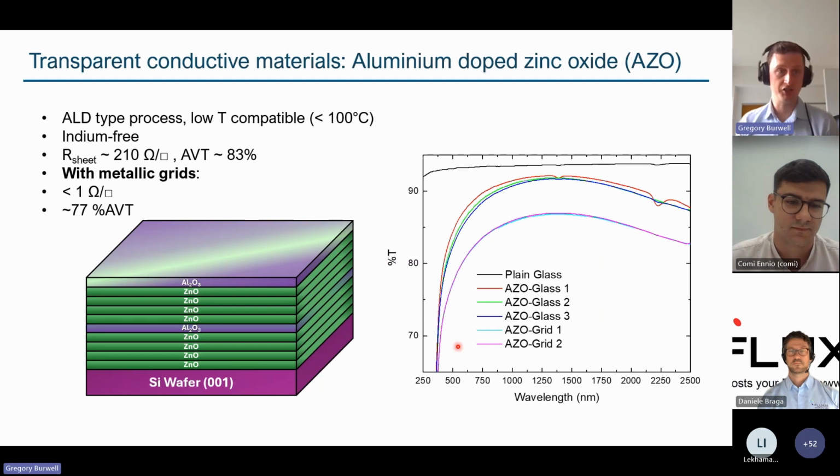By itself, we get a sheet resistance of around 200 ohm per square, although we have seen some examples that are lower than that. We still get a very good average visible transmittance, about 83%. However, if we combine AZO with metallic grids, we can achieve sub-ohm per square and still very high AVTs. So this is done with an ALD type process. This is another round of work that we'll be publishing in the coming months.